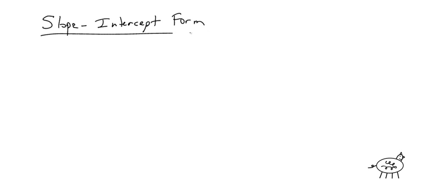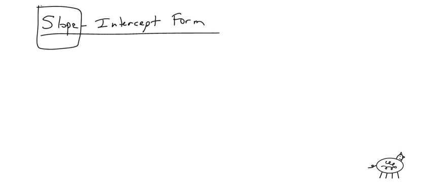Today we're going to talk about graphing some of these lines, and this is key here: it's called slope-intercept form. There are actually two parts to this.